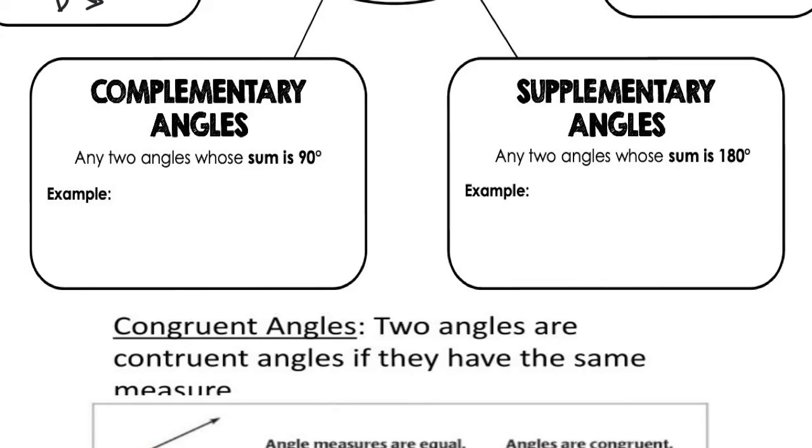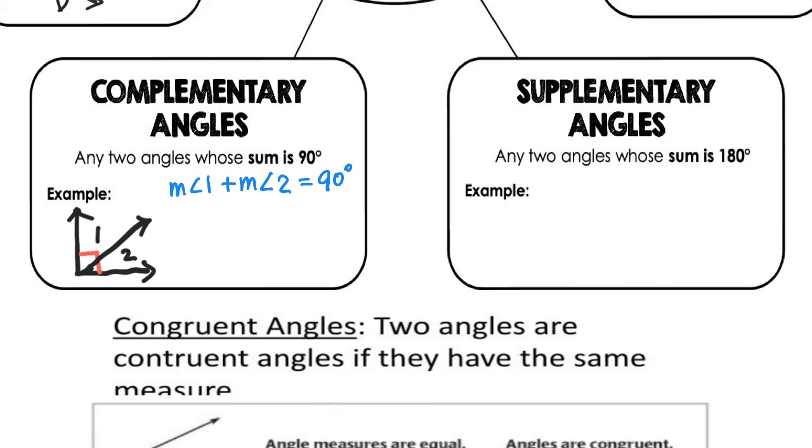Complementary angles are any two angles whose sum is 90 degrees. So, for example, I can draw the right angle, all right, and we're gonna have adjacent angles. So, angle 1 and angle 2, they are complementary angles. So, measure of angle 1 plus measure of angle 2 equals 90 degrees.